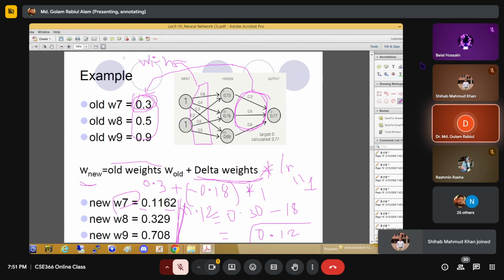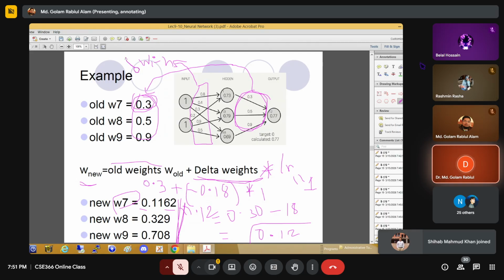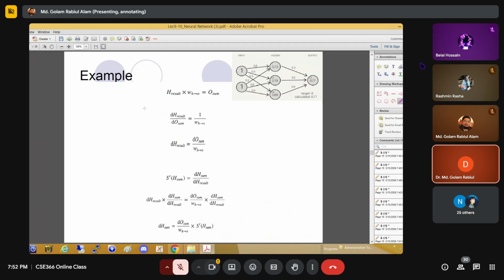So again, we need to find out the delta of this. So delta W is how much change we need to make here in these weights, W input to hidden layer weights. Okay, so again, at first we need to derive the equation and then we have to apply those equations to find out the updated weights.